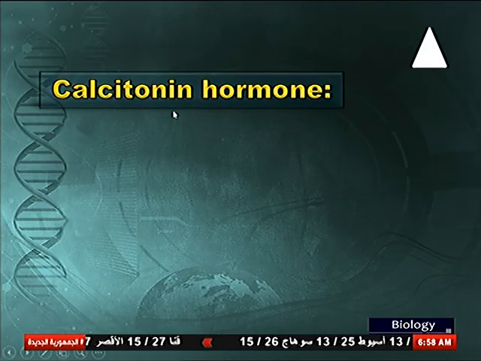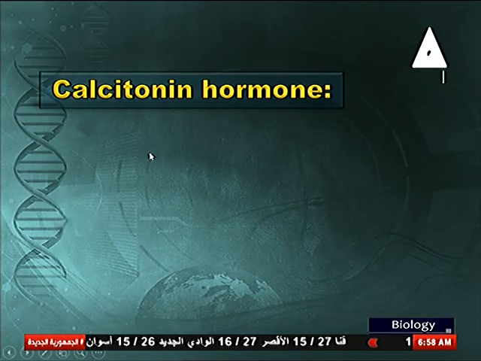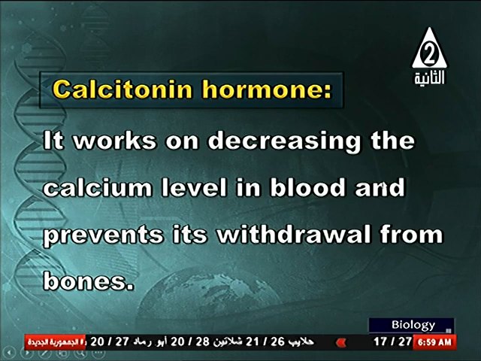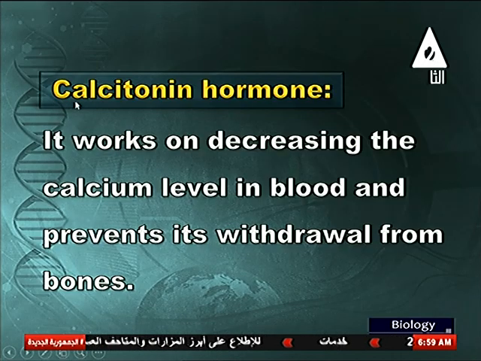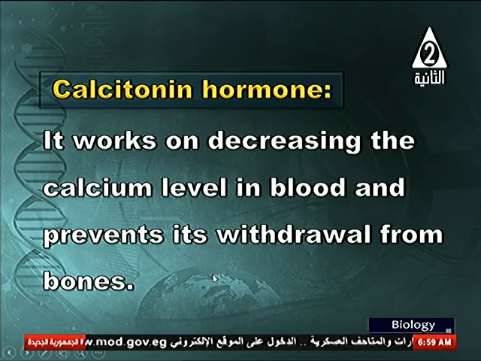What is the calcitonin hormone? It is the second hormone secreted by the thyroid gland and, as you see from its name, has a main role in regulating the calcium level. It works on decreasing the calcium level in blood and prevents its withdrawal from the bones. So calcitonin hormone decreases calcium level in blood and prevents its withdrawal from bones. Keep it in mind.